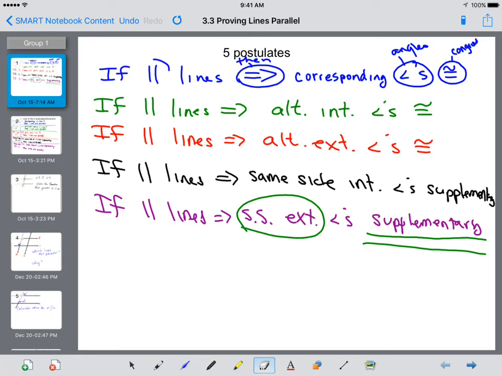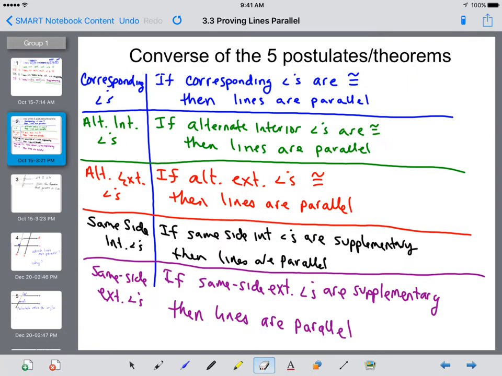Welcome to the converse of our parallel postulates. So here are the 5 parallel postulates that we had last time. What you're going to get this time is the converse of these statements, in which we change the order.